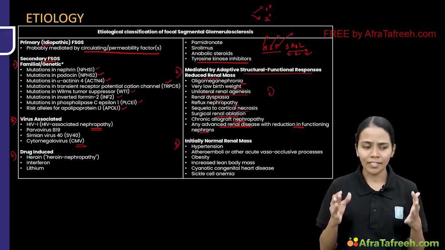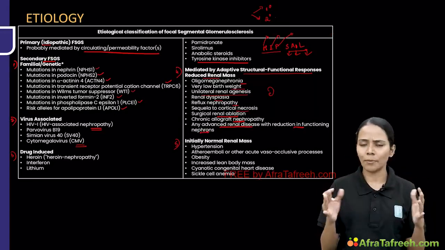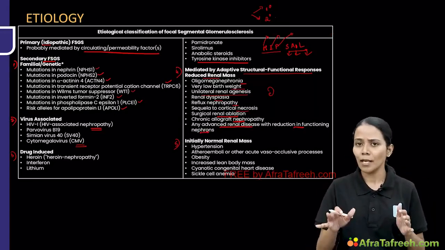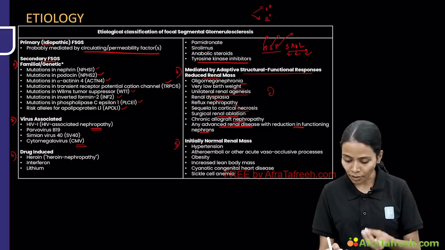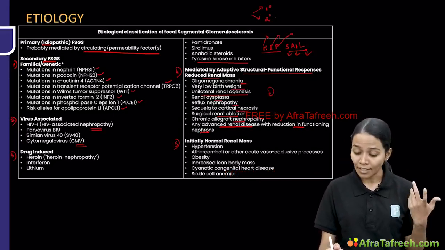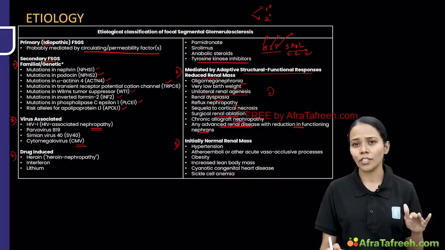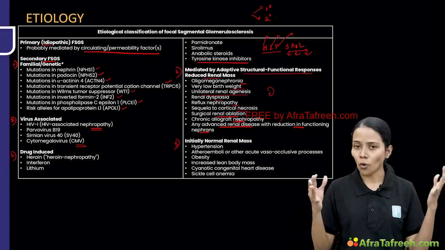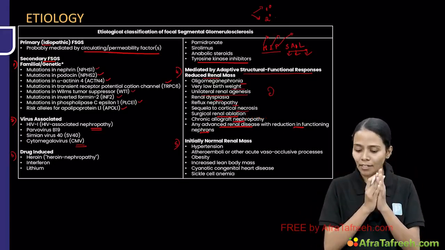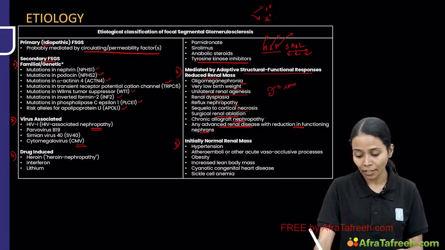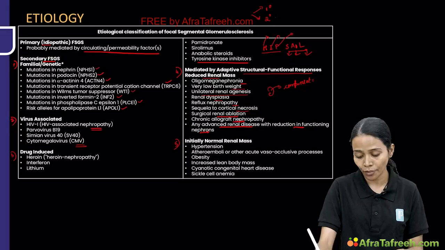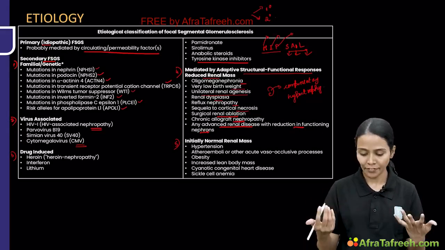So basically when the kidney mass is reduced, which can be because of any cause, you don't have to remember these by heart, because if you read it in the options also you will know. Like for example, if it's cortical necrosis, renal ablation, reflux nephropathy, very low birth weight, oligomeganephronia. So in all these conditions, the kidney mass reduces, right? And the single kidney that is available undergoes compensatory hypertrophy and hyperfiltration. So this pressure is what is going to lead to FSGS.